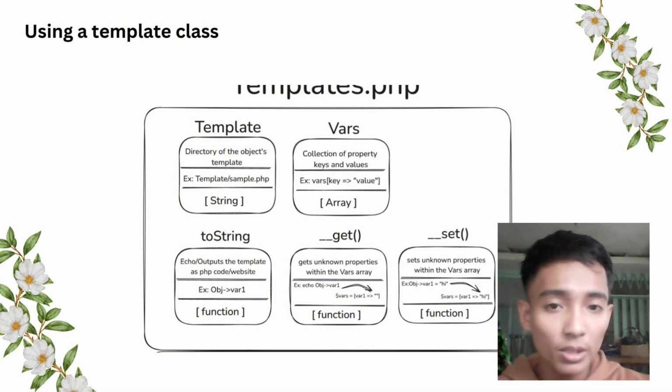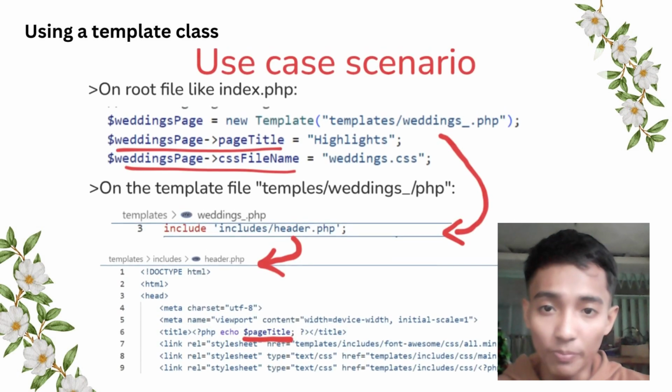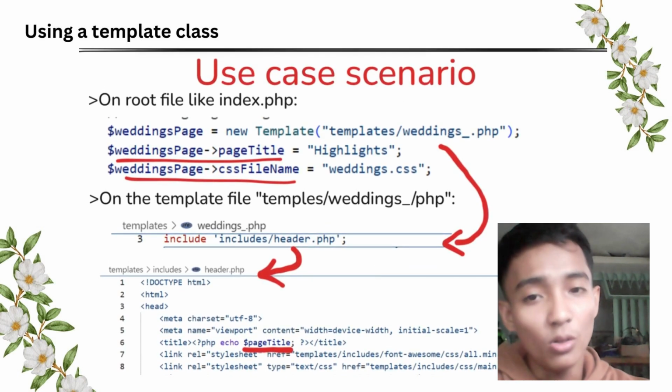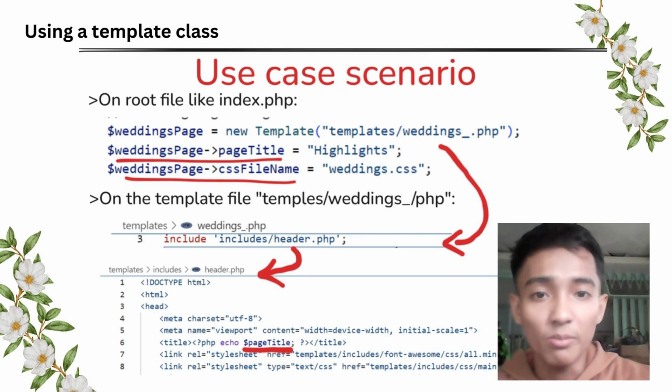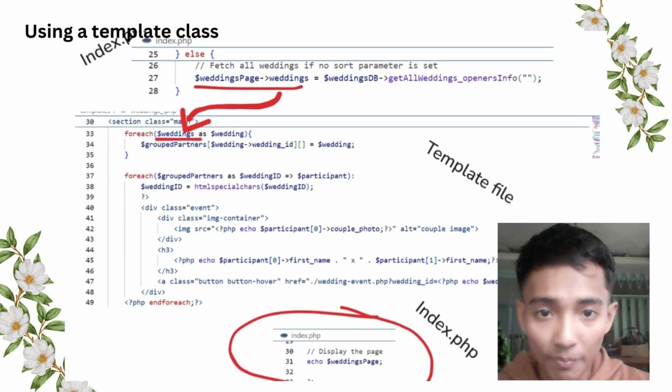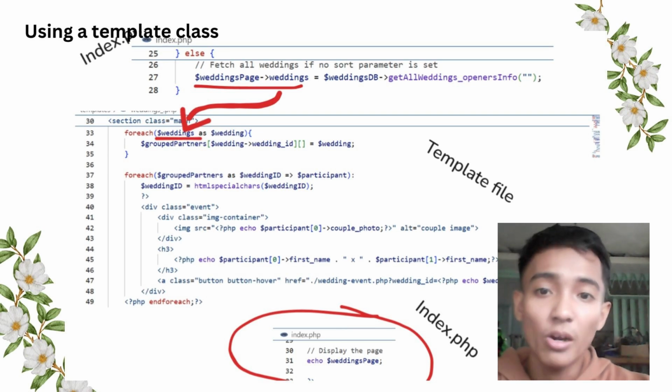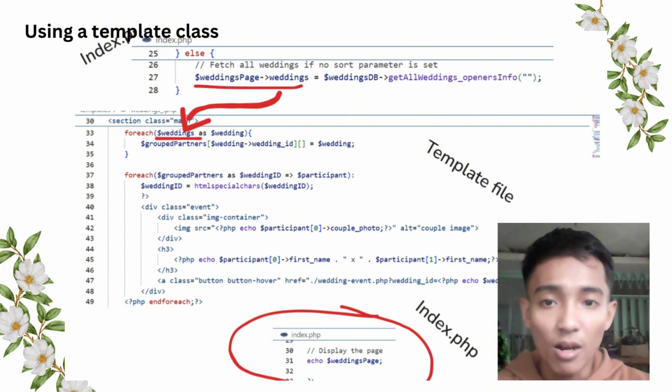We are able to extract these variables passed by the root pages, for example index.php, then load the template file with these variables and output them. This process uses the output buffer: ob_start, ob_get_clean, etc.